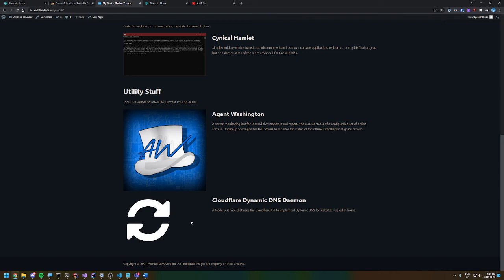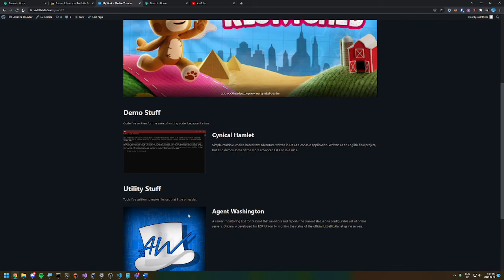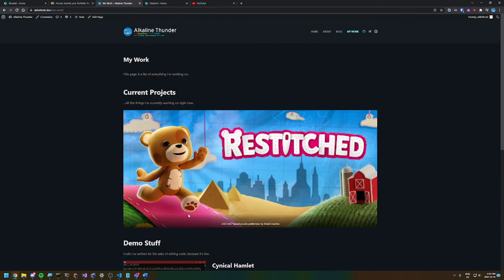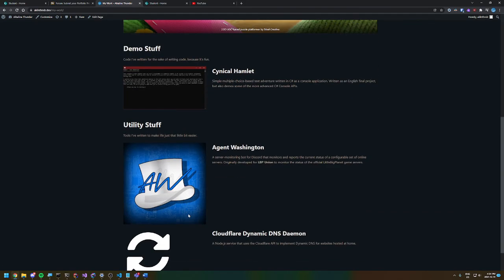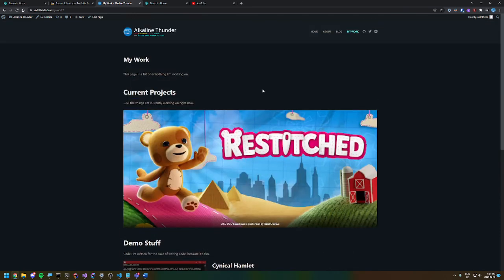And home internet providers make that incredibly complicated, and Cloudflare Dynamic DNS daemon is a tool that I wrote to make it significantly less complicated by automating all the work. So that's what I like doing. I like writing code to solve problems, and that's what I want my portfolio to show. So yeah, anyway, that's going to do it. That's basically all there is to see on here.